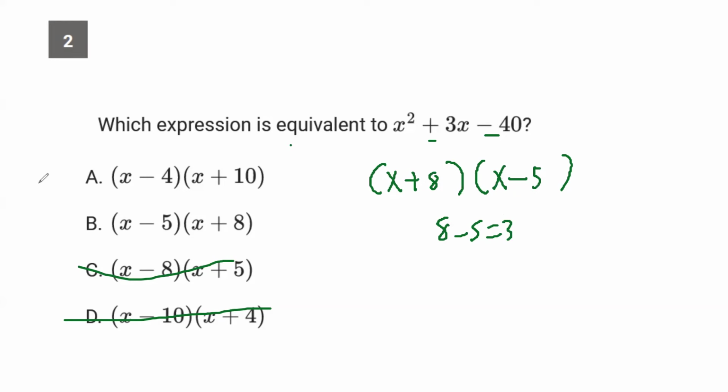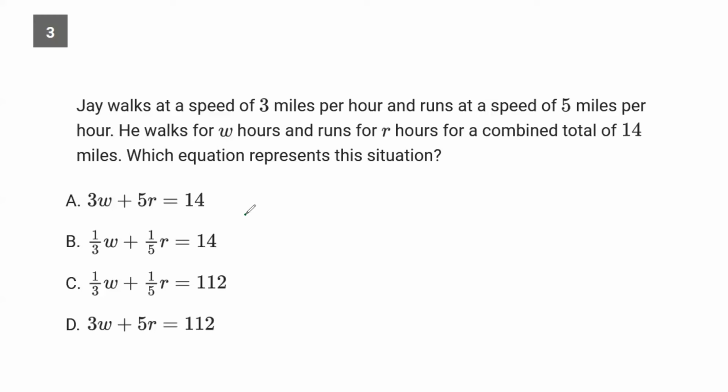Jay walks at a speed of 3 miles per hour and runs at a speed of 5 miles per hour. He walks for W hours and runs for R hours for a combined total of 14 miles. Which equation represents this situation? Okay. So we're going to split this up, right? This is a classic distance equals rate times time question, but it's a little confusing because there's 2 different rates and 2 different times.